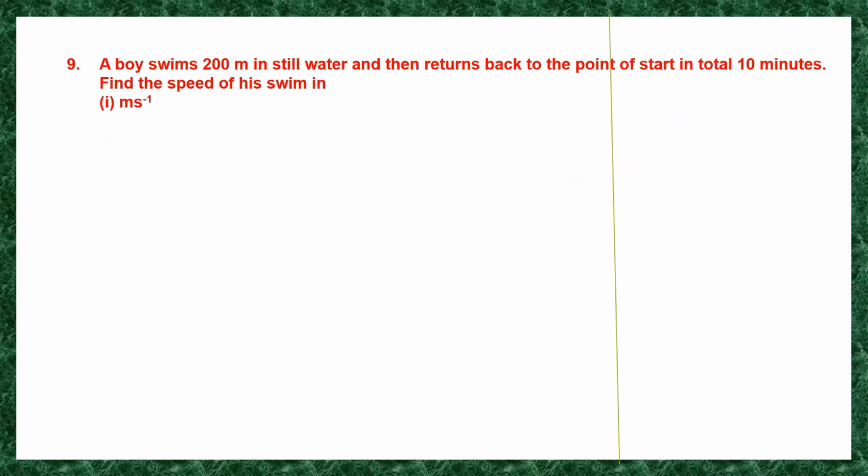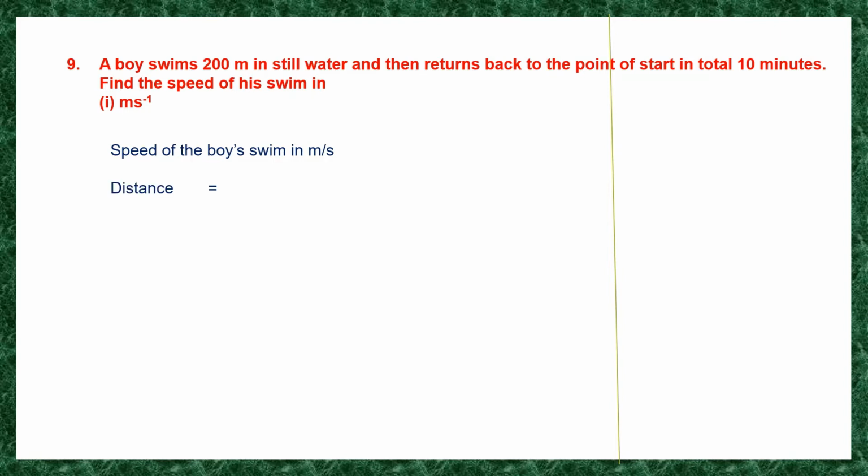Question 9. A boy swims 200 meters in still water and then returns back to the point of start in a total of 10 minutes. We have to find his speed. First we have to find it in meters per second. So let's start. The speed of the boy's swim in meters per second is what we need to find out.